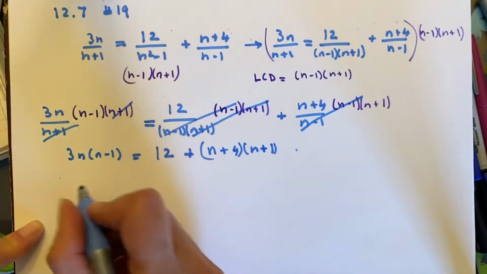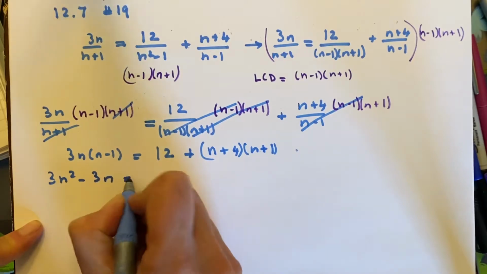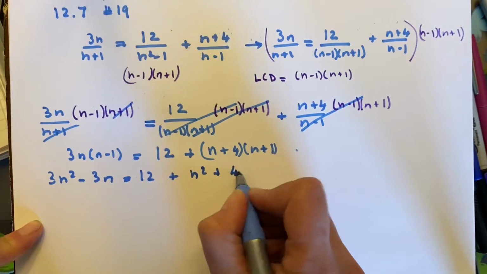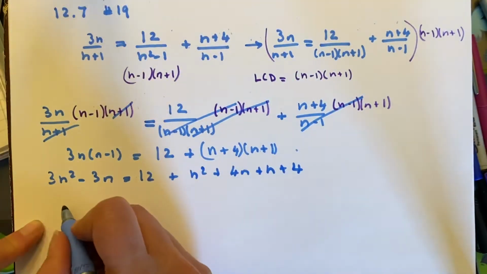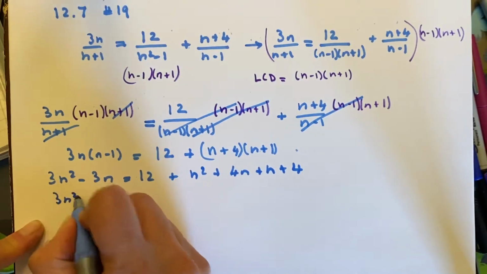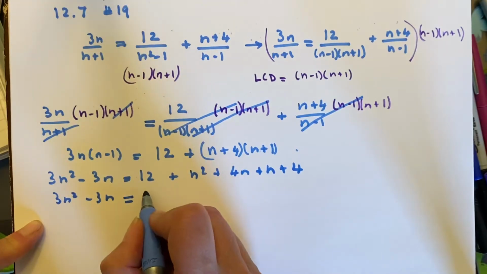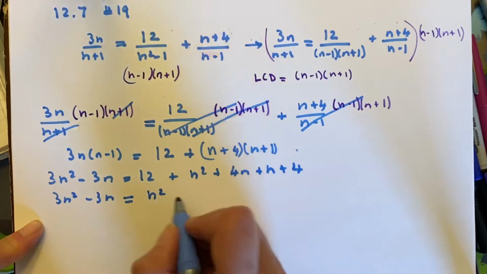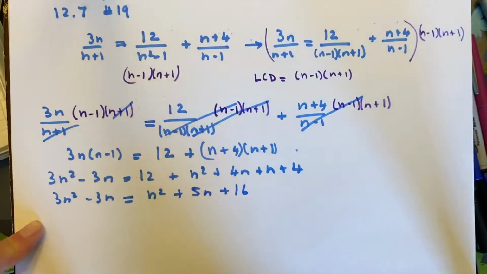Now I need to multiply everything through. 3n squared minus 3n equals 12 plus n squared plus 4n plus n plus 4. Combining like terms, I get 3n squared minus 3n. I'm just going to concentrate on this side first. Equals, I'll put the n squared in front. N squared plus 5n plus 16. I've now combined all of my like terms.